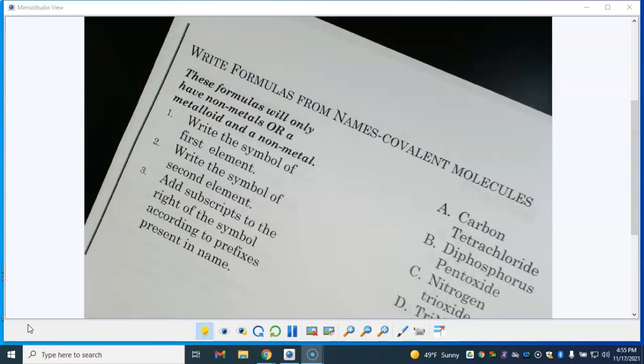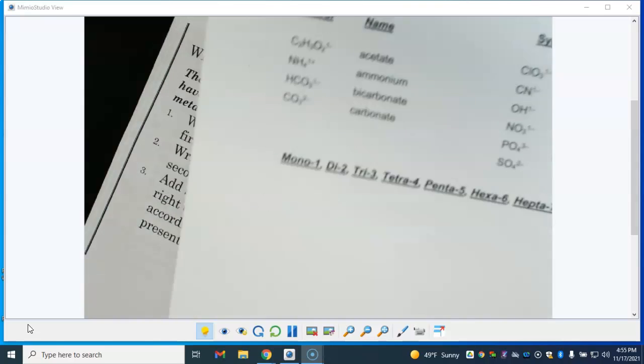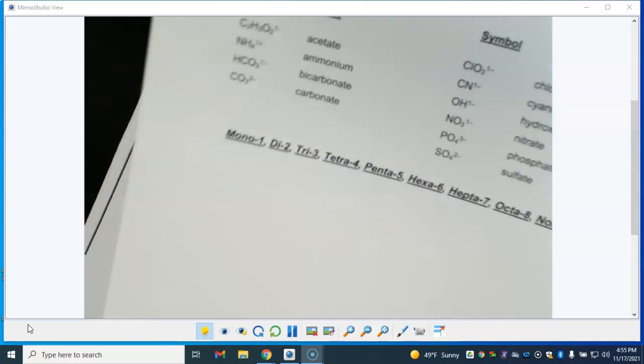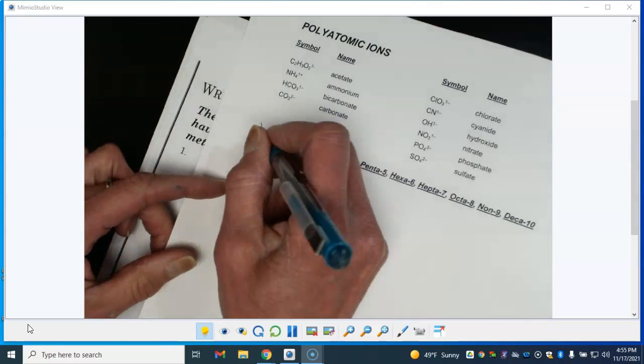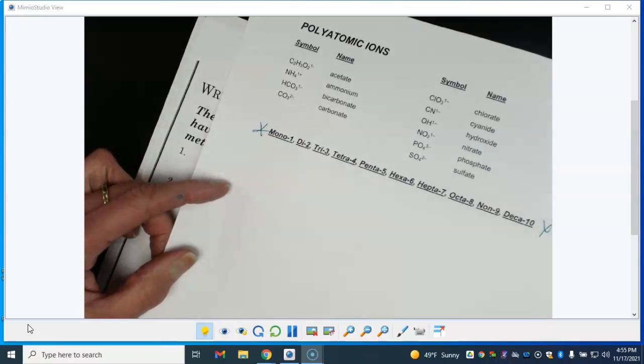Okay, so what we're going to do is write formulas from the names of covalent molecules. First off, the thing that you definitely need in front of you is your polyatomic ion list. We're not going to actually use the polyatomic ions, but we are going to use these prefixes right here.